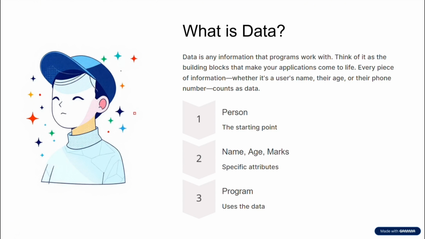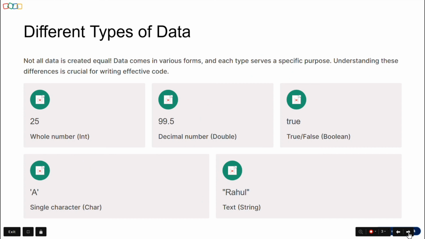For example, you are watching my video, so it means you are consuming data which is provided by YouTube to you, which is in video format. If you see the timing of the video, it is also data which is telling the timer of the video. And if you see the title of the video, it is also data. So there are multiple types of data. Let's explore it.